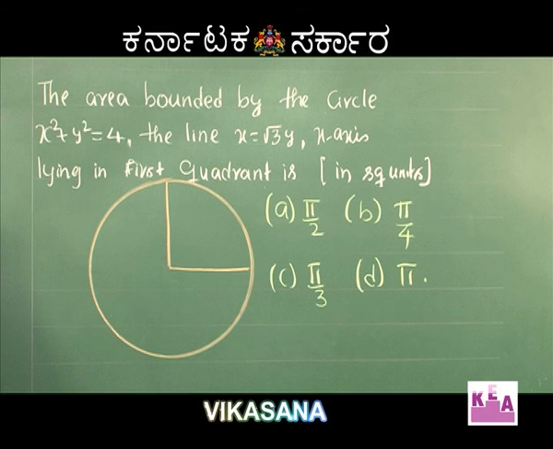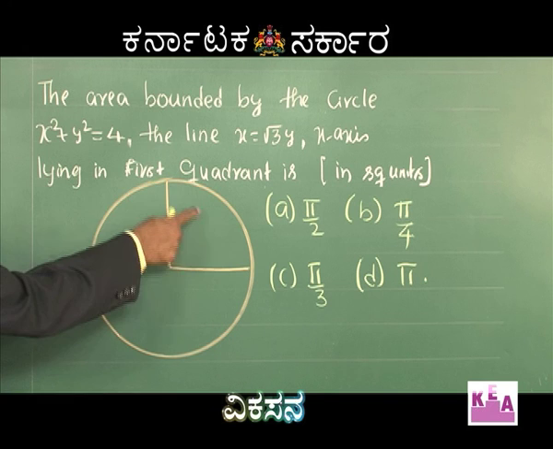The problem is like this. Area bounded by the circle x square plus y square is equal to 4, the line x is equal to root 3 y, and the x-axis lying in the first quadrant is: option A pi by 2, option B pi by 4, option C pi by 3 and option D is pi. Look at this, dear students. Do you agree with me?